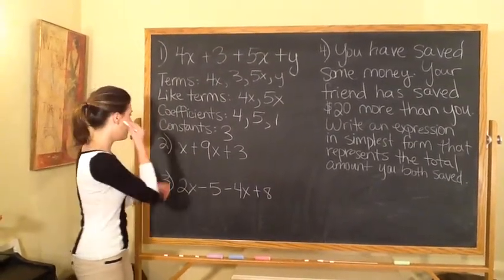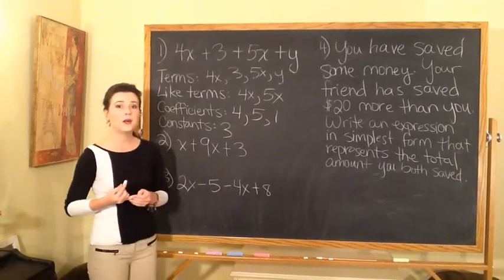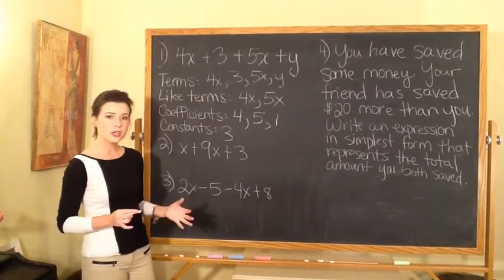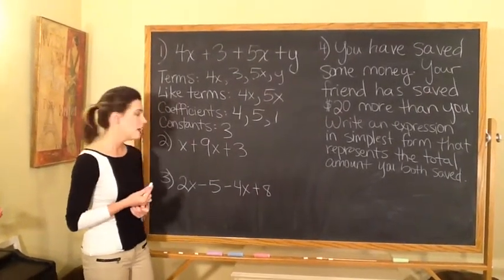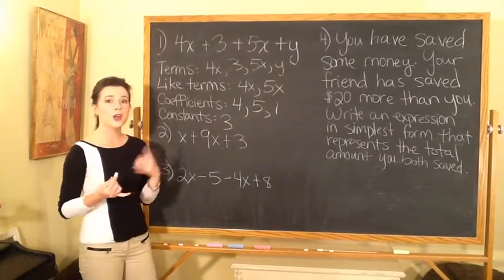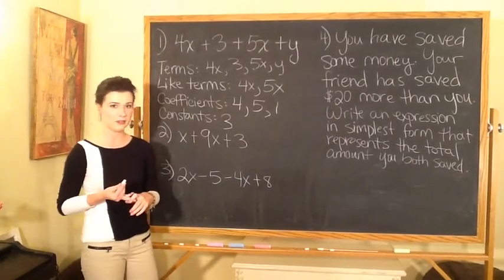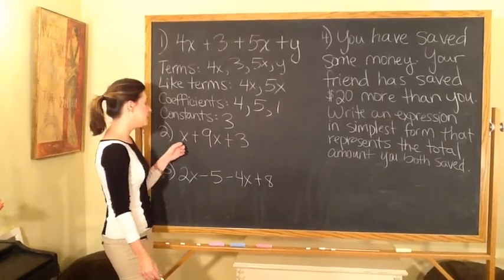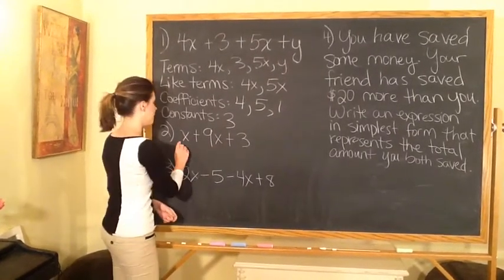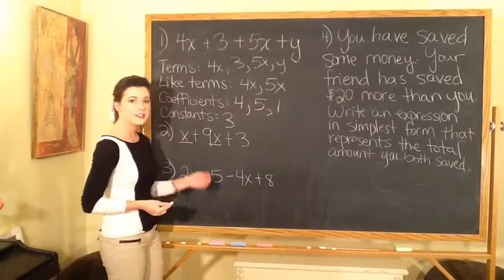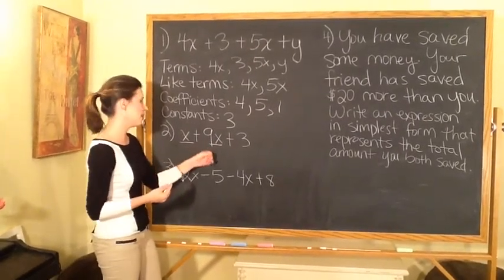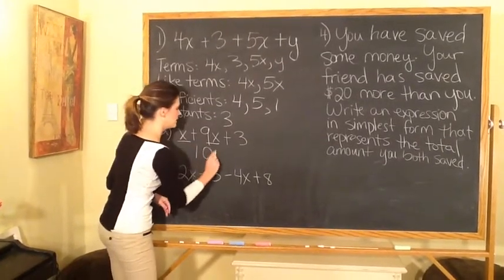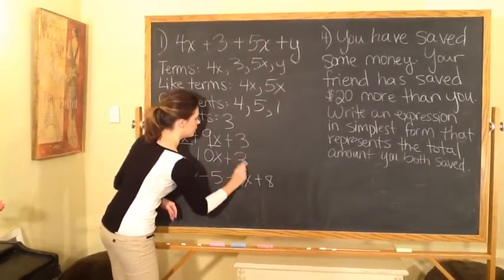Alright, in this example, number 2, we're going to go ahead and simplify as much as possible. So if you remember what we just talked about, simplified expressions have no like terms left and no parentheses left. So in this example, we don't have any parentheses to solve for, but we do have 2 like terms. We have x and 9x. So if we go ahead and combine them, so we're adding, so if we add 9x plus 1x, we're going to get 10x, and then plus 3.